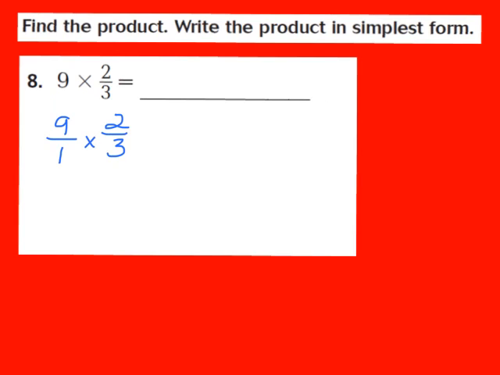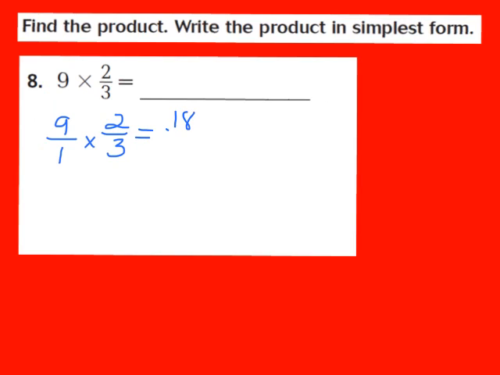Now that I have my whole number factor rewritten as 9 over 1, we're now going to focus on solving the problem. My next step is this. We're going to focus once again on those numerators, my 9 and my 2. So we're going to multiply straight across, numerator times numerator, 9 times 2, and when I do that, that's going to give us 18.